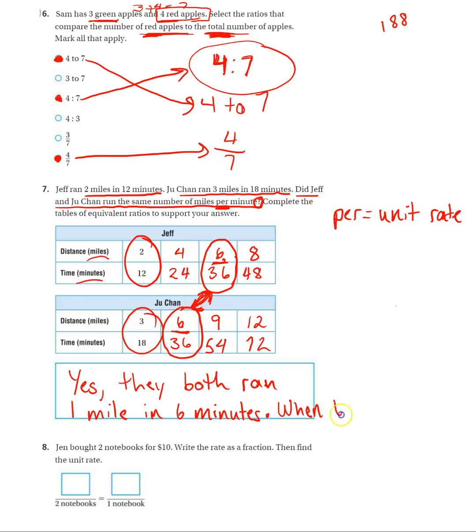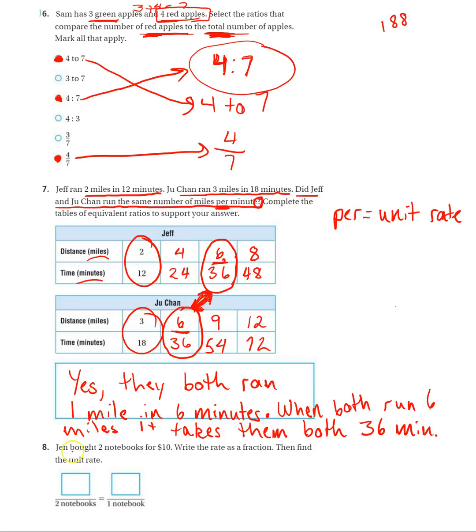When both run 6 miles, it takes them both 36 minutes. So again, you're looking for those equivalent ratios. That's how you know if they ran the same miles per minute.